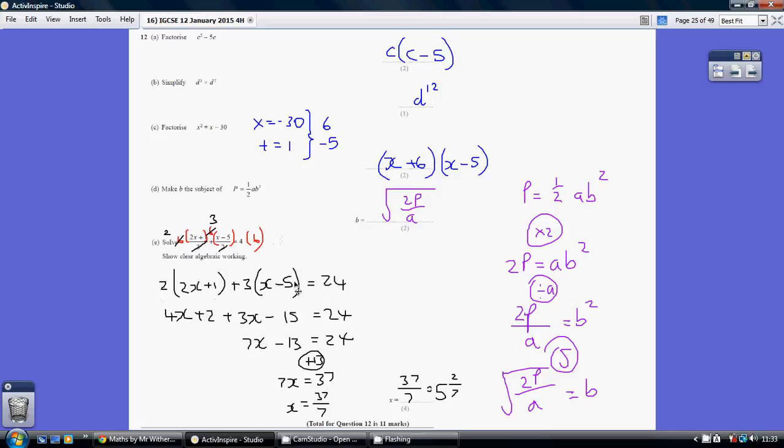So we do a claw and a claw. 2 times 2x is 4x, 2 times 1 is 2, 3 times x is 3x, 3 times minus 5 is minus 15. Gather our x's, we get 7x. Gather our normal numbers on the left, we get minus 13. So 7x minus 13 equals 24. Add 13 to both sides, divide both sides by 7. We get x being 37 over 7, or 5 2/7.